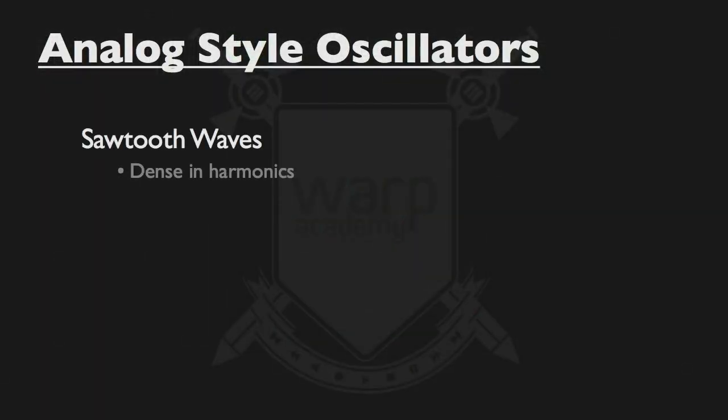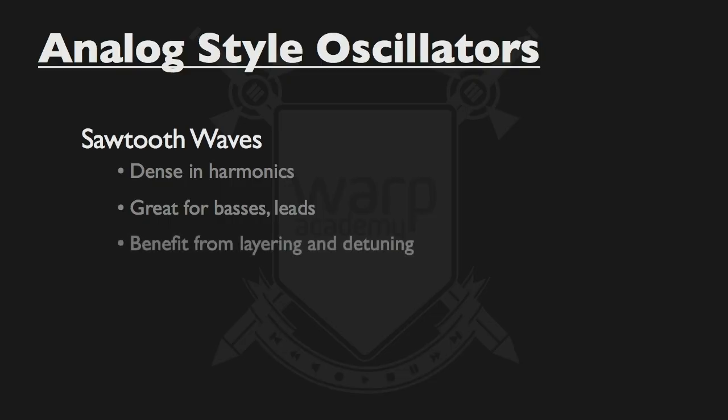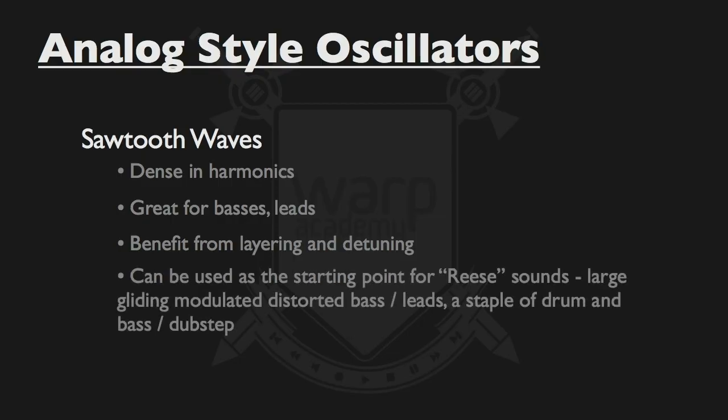Sawtooth waves are dense in harmonics and are really well suited for basses and leads. One of the most common oscillator waveforms, they can sound really big and fat by themselves, especially when distorted a little bit, but they also benefit from layering and detuning to create beating effects for really big impact. This is a classic sound and is one of the foundation elements of really big dubstep and drum and bass leads and basses, in particular what we call Reese sounds.